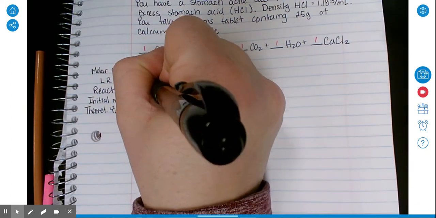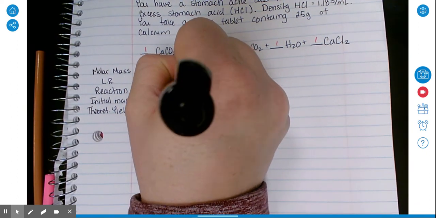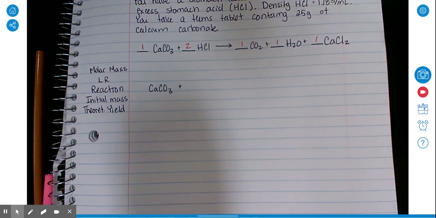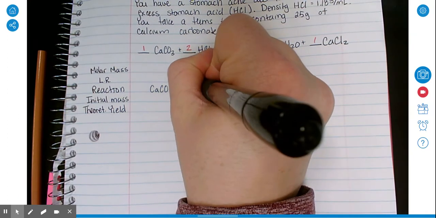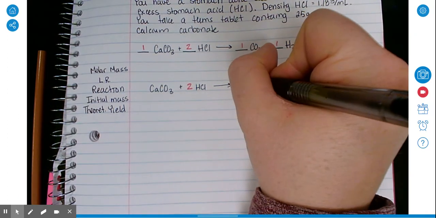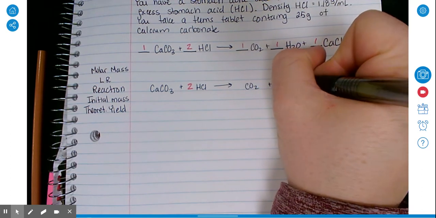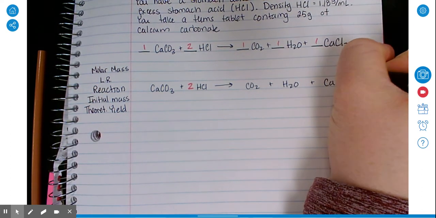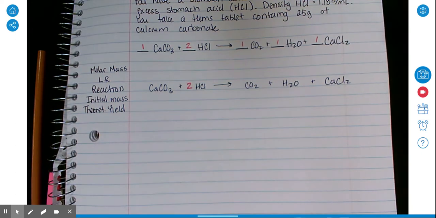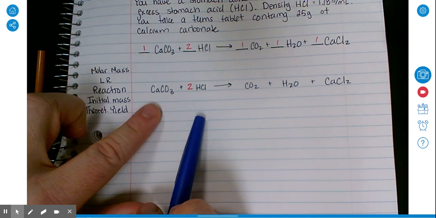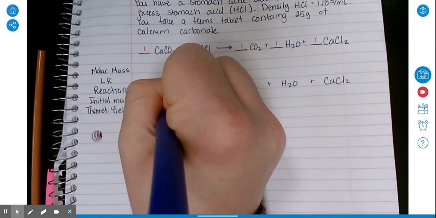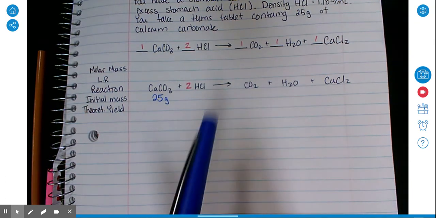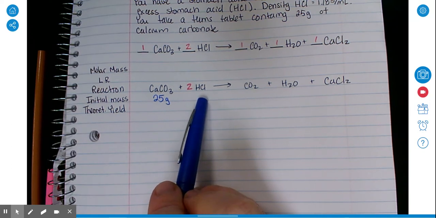All right, I can fill in my reaction. CaCO3 is going to react with 2 moles of the HCl to produce CO2. The rest of these are just 1s, water, and a calcium chloride salt. Now, I start my reaction with 25 grams of the calcium carbonate, and 25 milliliters of hydrochloric acid.